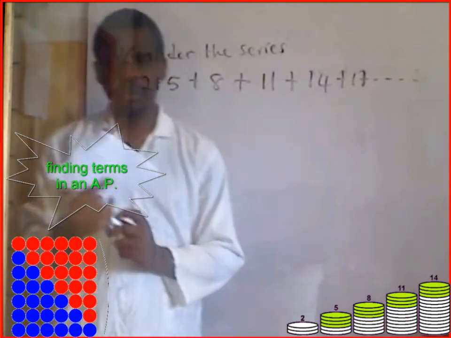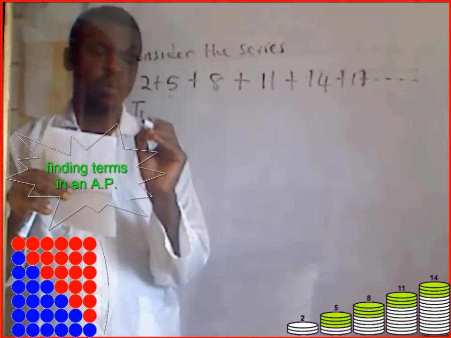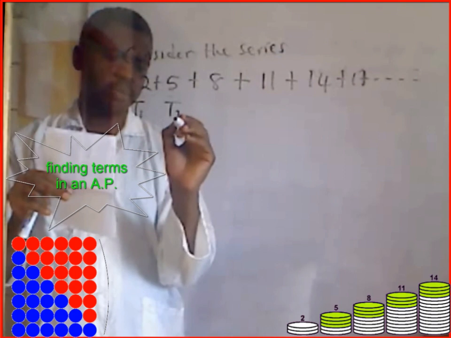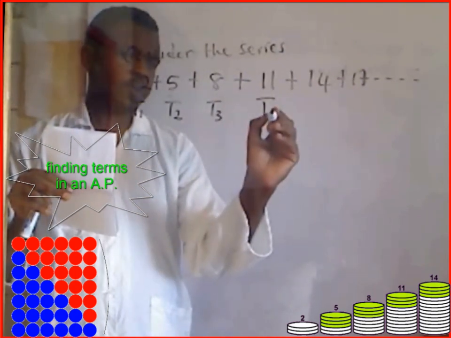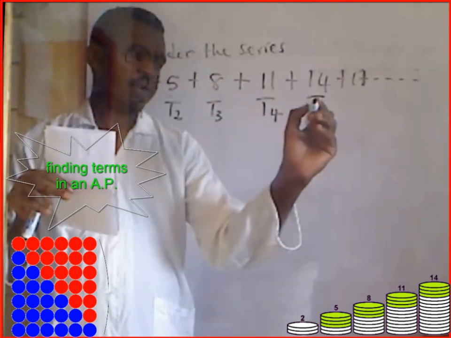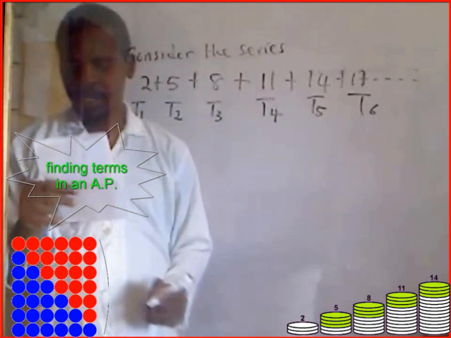I start by labeling the terms. I know that this is the first term T1, this is the second term T2, this is the third term T3, this is the fourth term T4, this is the fifth term T5, this is the sixth term T6.